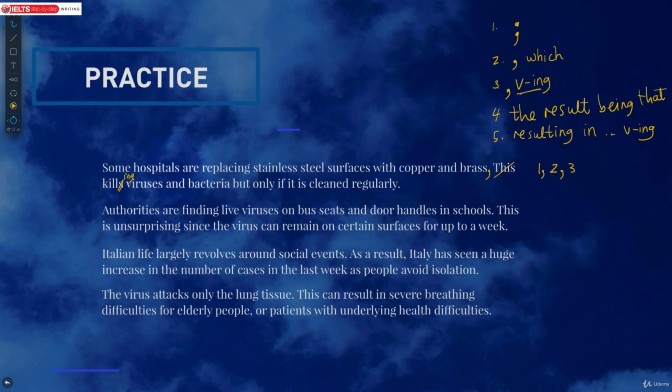What about number 4? Some hospitals are replacing stainless steel surfaces with copper and brass, the result being that it kills, or even this. Result being that this kills, or result being that it kills. When I say it or this, it's the action of replacing all these with copper and brass. So yes, I can do number 4 as well. The result being that it or this kills viruses and bacteria, but only if it's cleaned regularly. So yes, number 4. Now number 5, let's see if we can do number 5. I just need to clear this up so that we don't get confusion here.